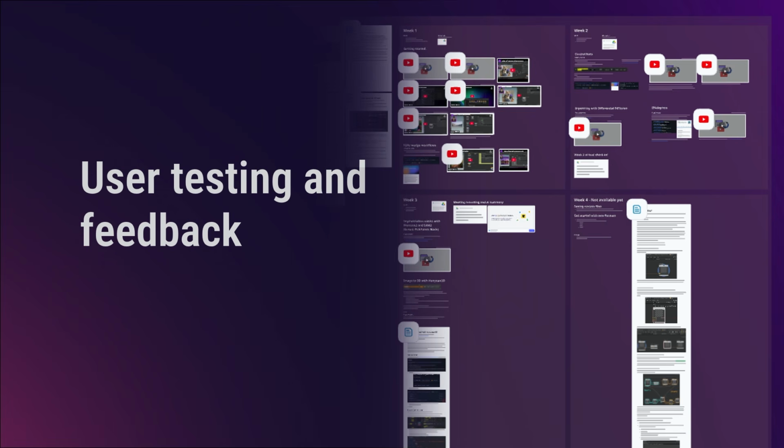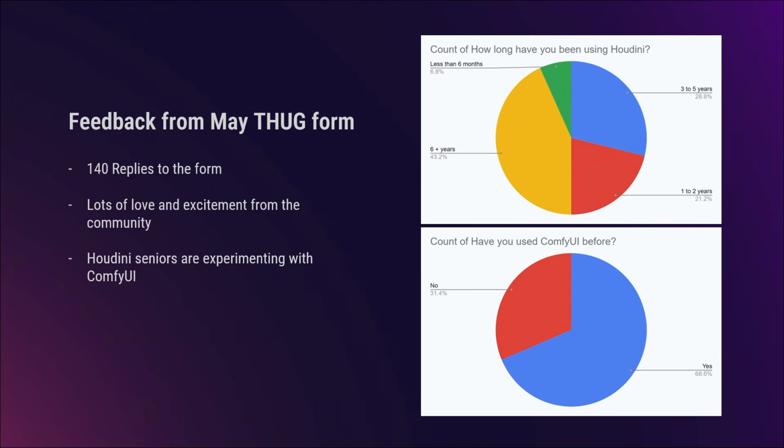Then we provided this to a group of beta testers, and I want to share some information from that beta testing. We did the Toronto Houdini user group, and from there we got a lot of hits. We provided a form. We got 140 hits of people wanting to play with it. We got lots of love and community from that form. People were excited by the idea of CGAI. And what stood out to us in the chart here is how long people have been using Houdini. Most of the people that were interested were Houdini seniors with 6 years plus.